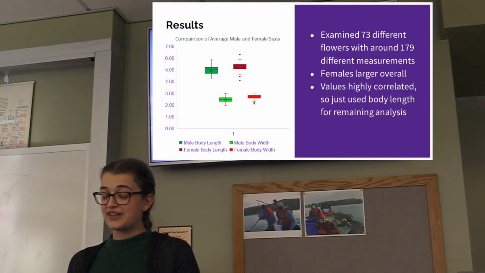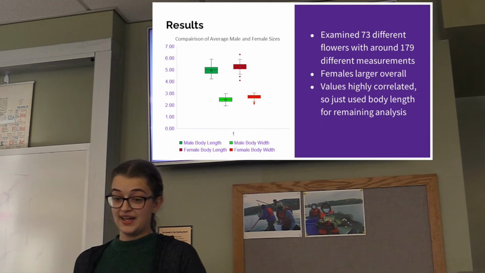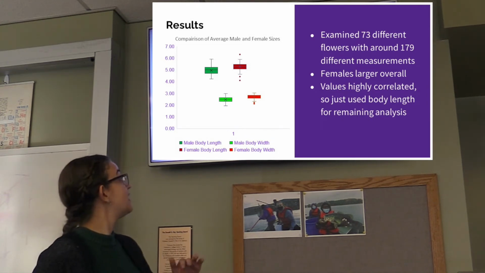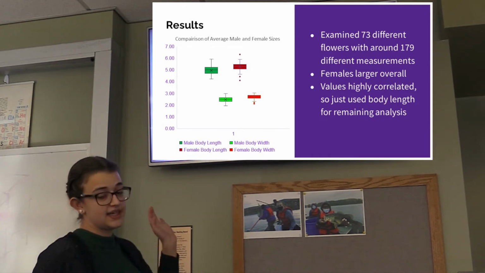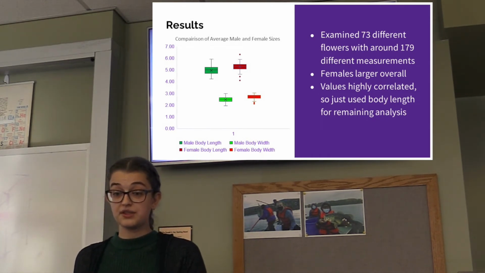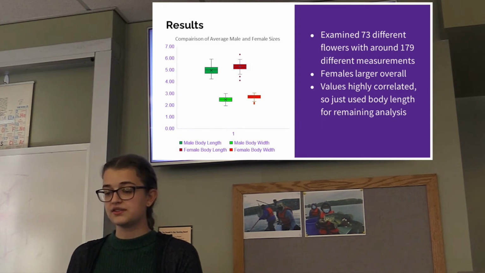So my first chart that I made for my statistical analysis was comparing just the average male and female sizes, which included body length and body width. So this is my box plot for that. The females are shown in the red colors and the males are in the green. So they're generally within the same range, but the females do just plot a little bit higher than the males.